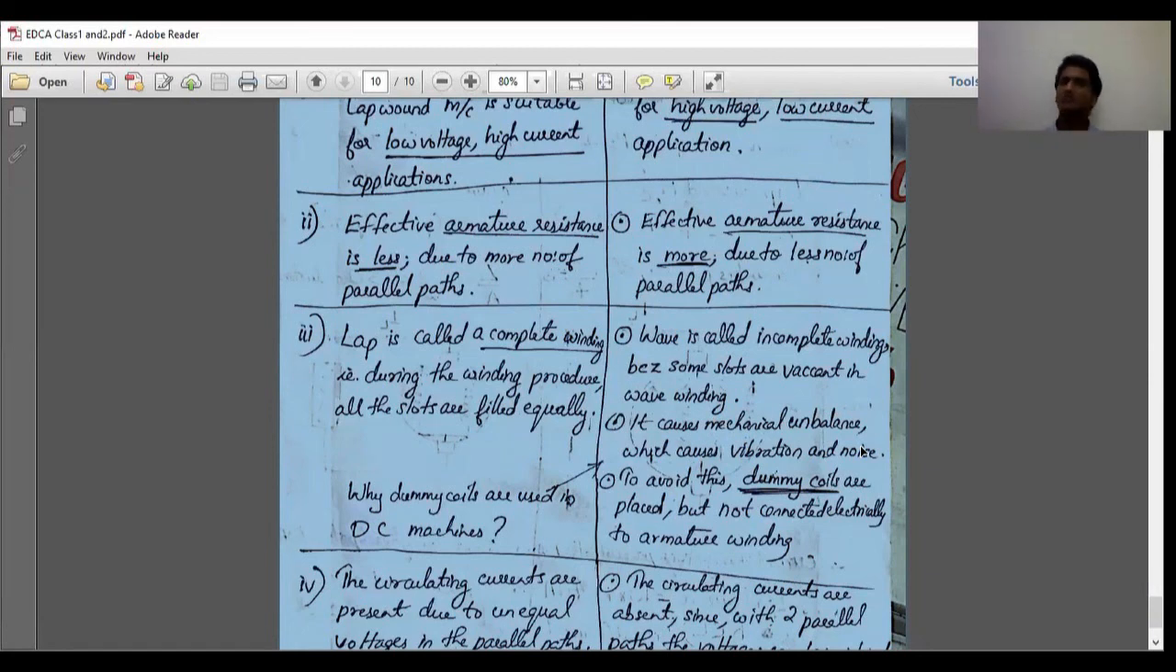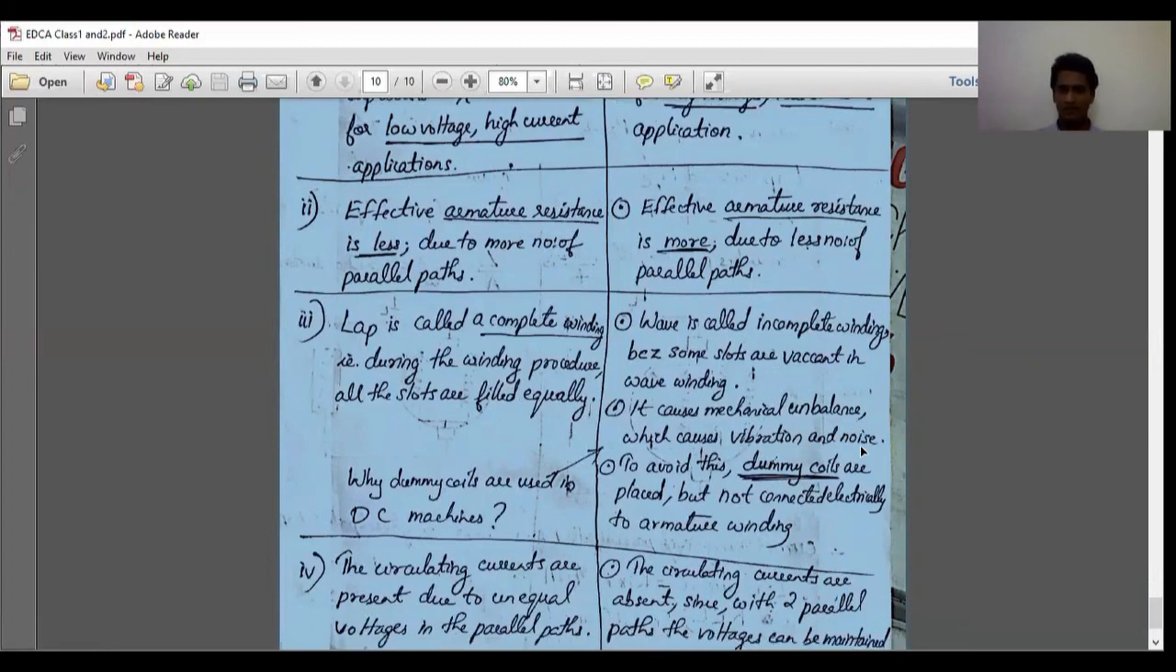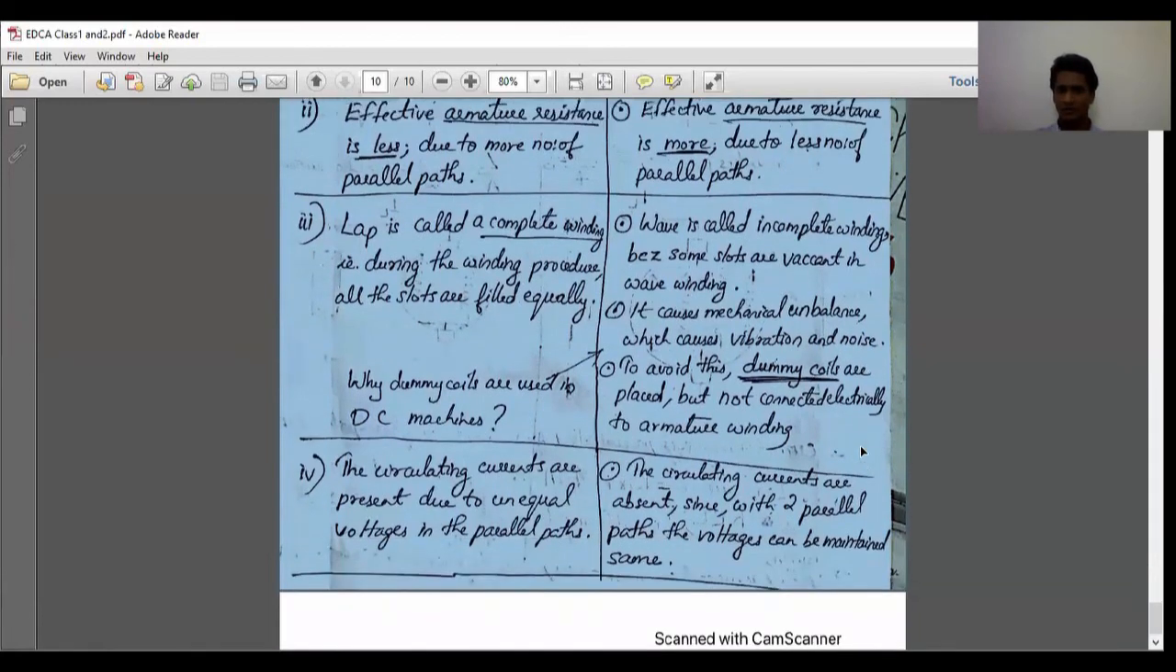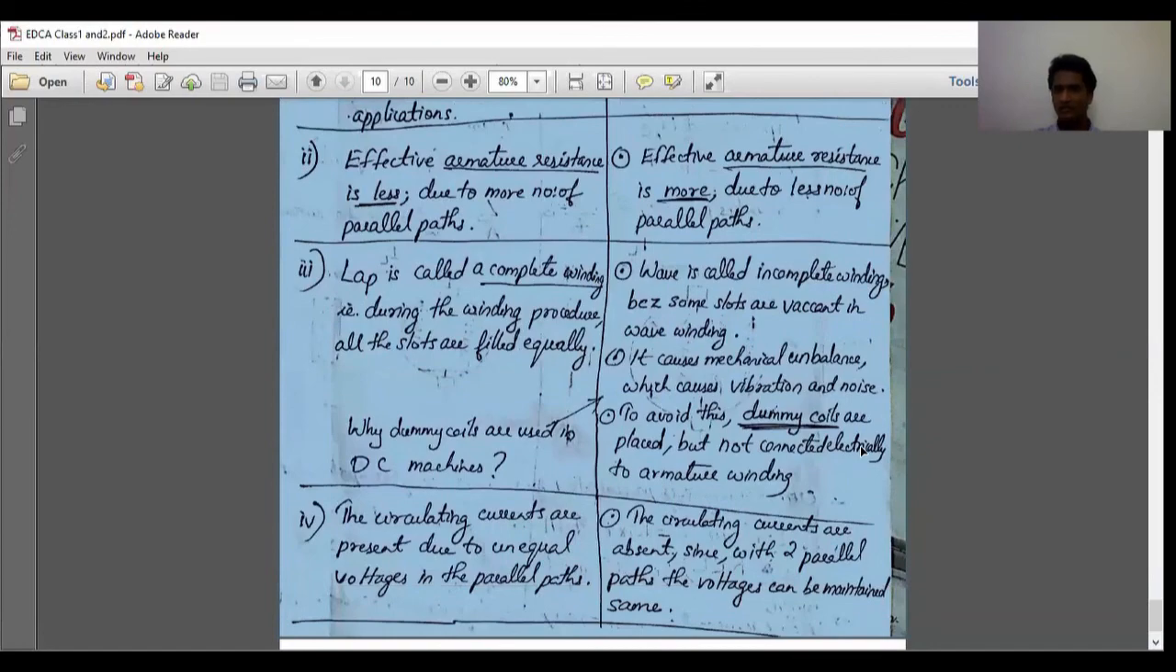It's a very important question. And this comparison between lap wound machine and wave wound machine is also an important topic. And I hope all these topics are clear for you.